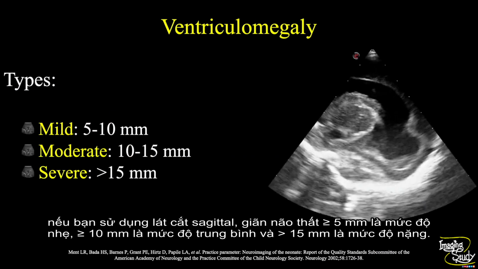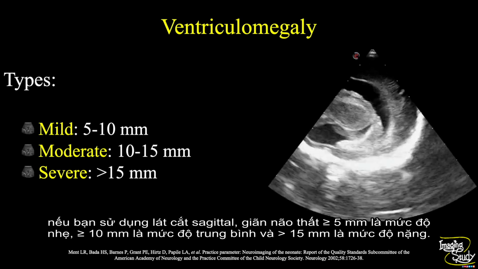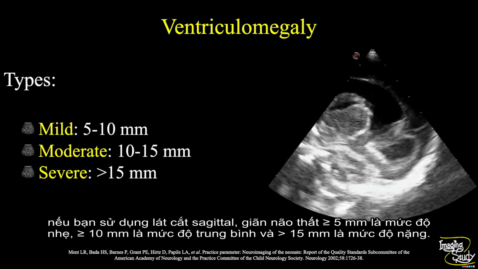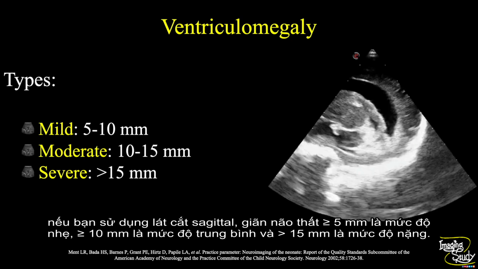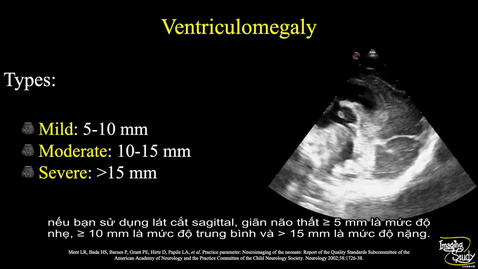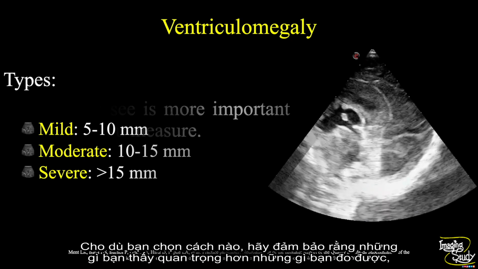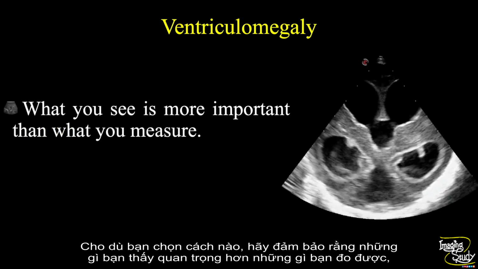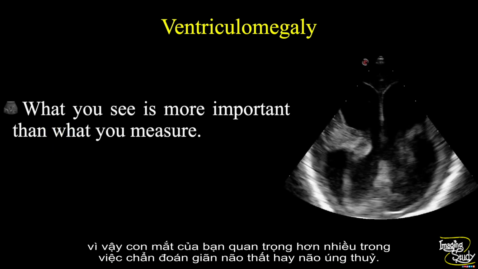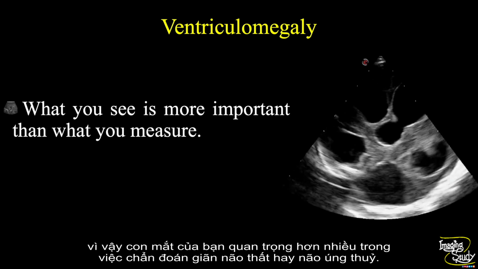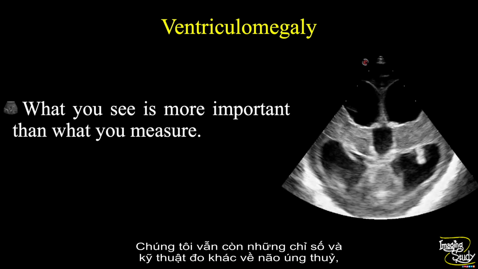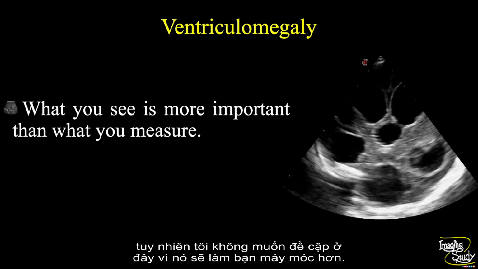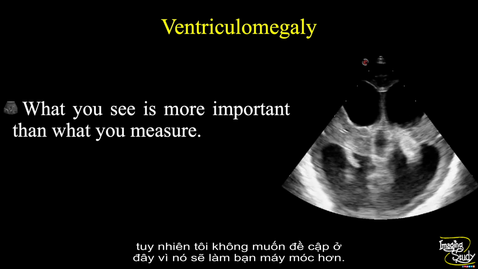If on sagittal section the ventricle is more than 5 mm, it should be counted as mild ventriculomegaly. If it is more than 10 mm, it should be counted as moderate, and more than 15 mm should be counted as severe ventriculomegaly. So whatever you do, make sure what you see is more important than what you measure. Your eyeballing is much more important to make a diagnosis of ventriculomegaly or hydrocephalus. We also have the Evans index and other measurement techniques to say that it is hydrocephalus, but I don't want to cover it here. It will make the session more clumsy.